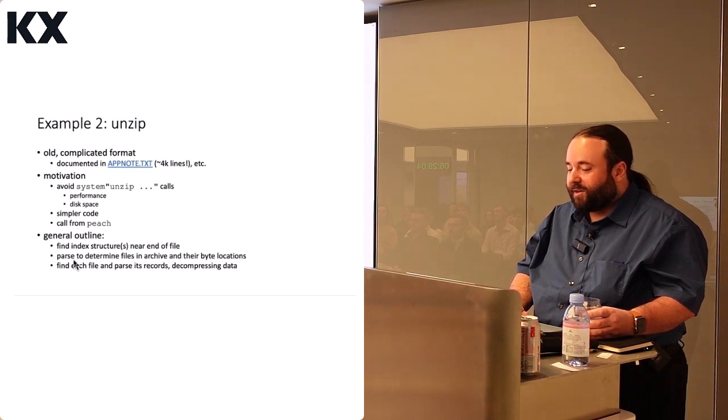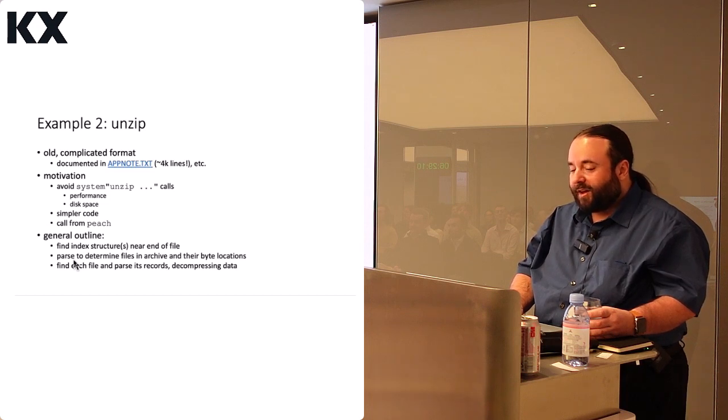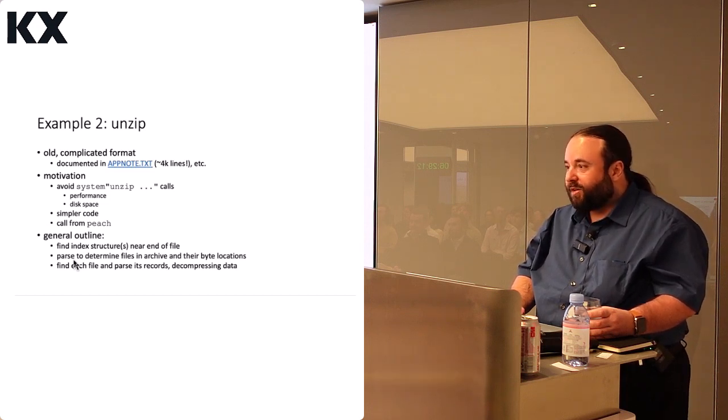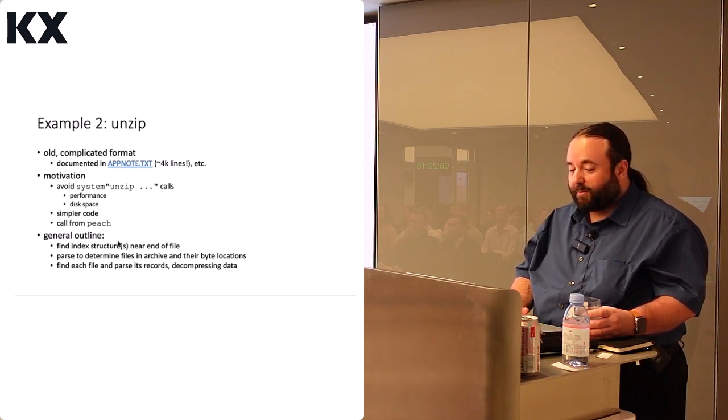It is documented in this file called appnote.txt, which is nearly 4,000 lines. So it's kind of a mess. The motivation for doing this directly in Q is to avoid system unzip calls for several reasons.